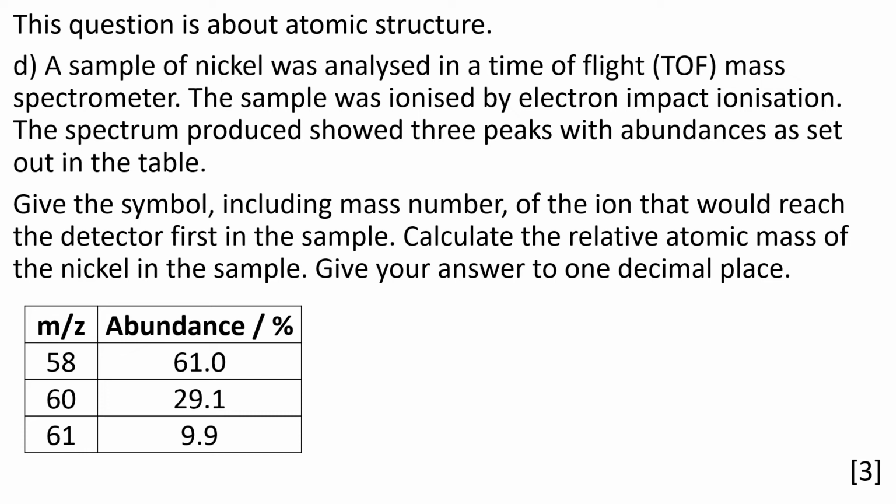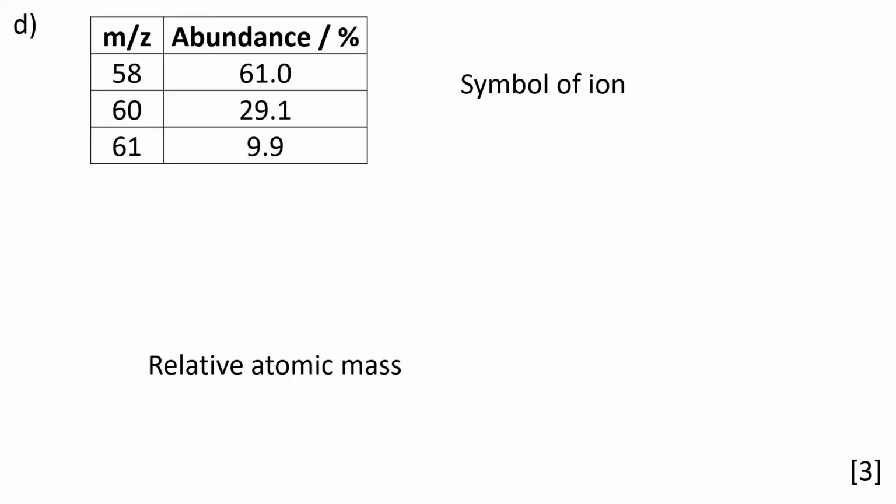the ion that reaches the detector first of all. So the ion that's going to reach the detector first is going to be the one with the lowest mass, and so the m over z value, the mass divided by charge, we can assume that all of them have got a charge of plus 1. So the nickel 58 isotope has got the lowest mass and therefore will reach the detector first of all. So it's going to be nickel 58, but remember it's asking for the symbol of the ion, so it's essential that you put in the plus charge for the nickel 58. So there's the symbol of the ion.